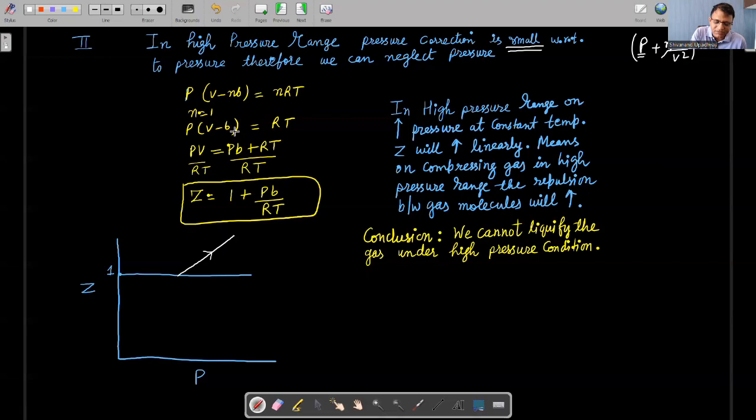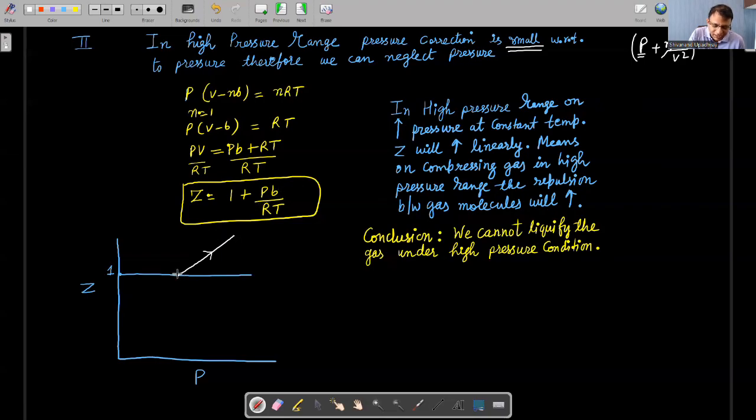P into (V minus b) is equal to RT. If we divide left hand side and right hand side by RT, and further simplify, we get PV minus Pb is equal to RT. If we take this minus Pb on the right hand side, it will become plus Pb. So dividing both sides by RT, left hand side is Z and right hand side is 1 plus Pb upon RT.